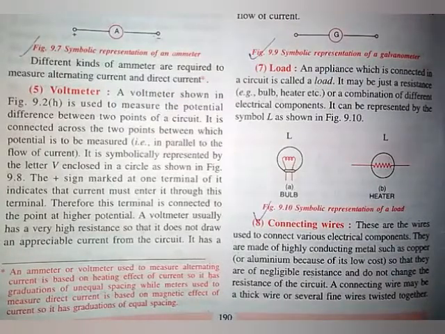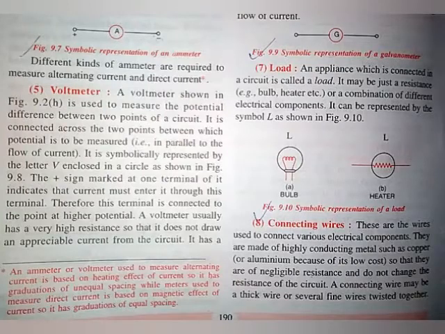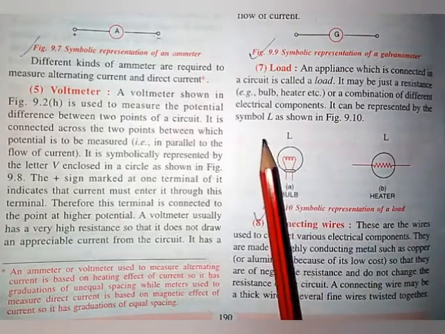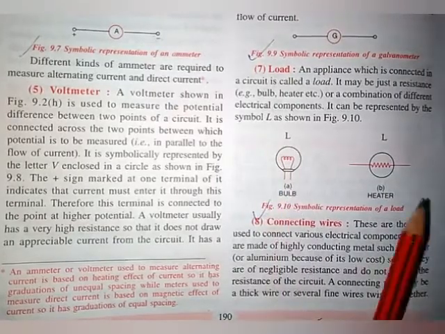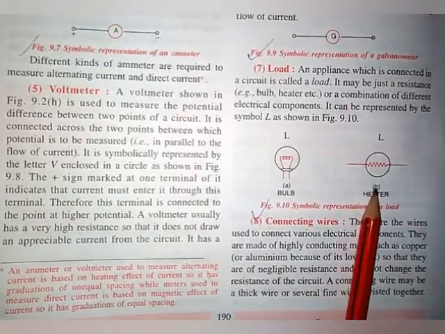Load. An appliance which is connected in a circuit is called a load. It may be just a resistance, bulb, heater, etc. or a combination of different electrical components. It can be represented by the symbol L. For a bulb, the symbol is this, and the heater is represented by this symbol.